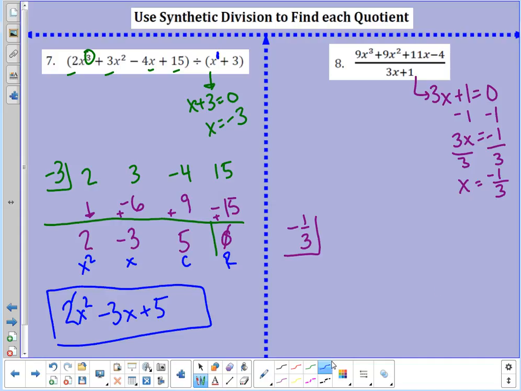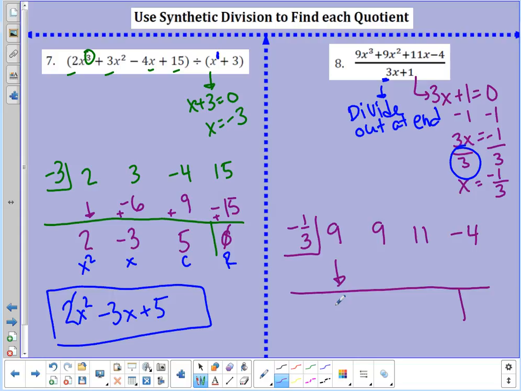Here's the thing that you need to remind yourself of. You divided by 3. You had a 3 coefficient in front. We're going to need to use that at the end. So we're going to have to divide this out at the end. Okay, so we'll come back to that. So now let's list our coefficients. Coefficients here are 9, 9 again, 11, and negative 4.